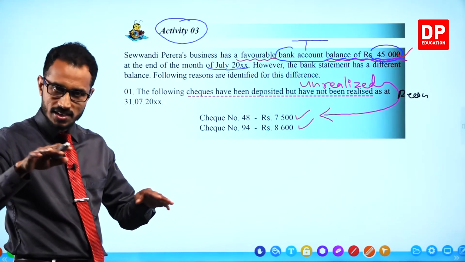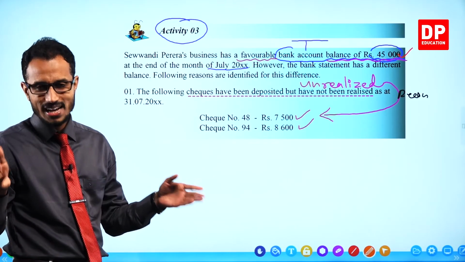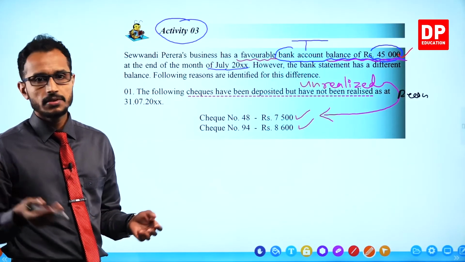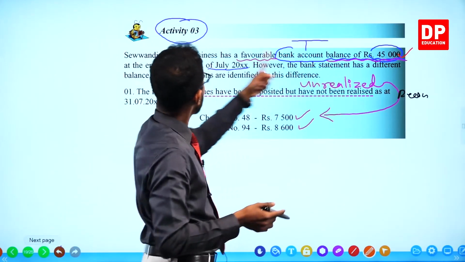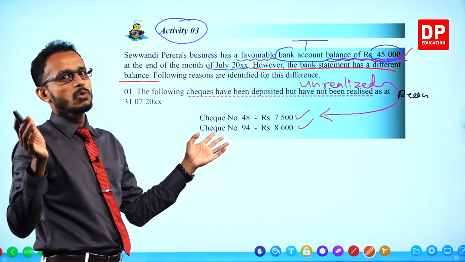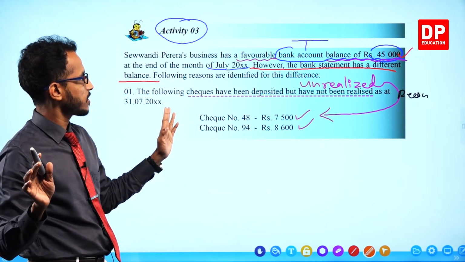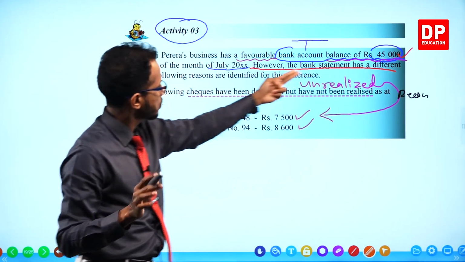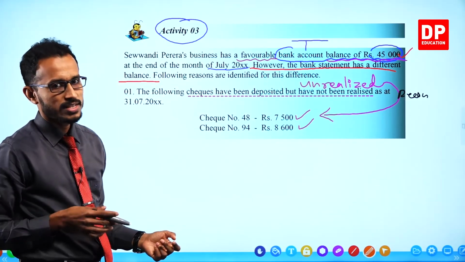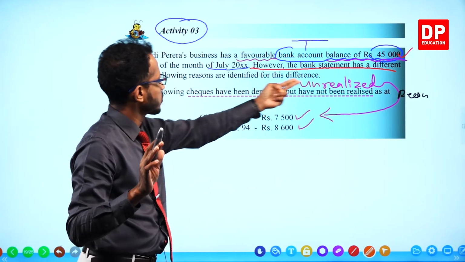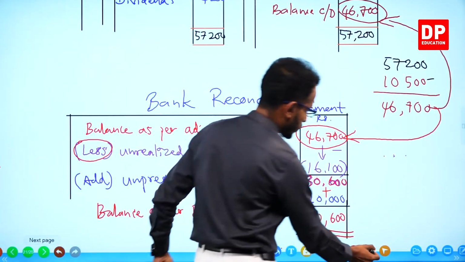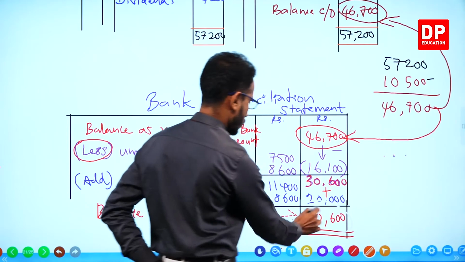We don't know whether it's the actual bank statement balance, because it is not given. If the bank statement balance is given, we can confirm it. But here they only say, however, the bank statement had a different balance. That's all they say. They don't give the bank statement balance. That is why when we took the final answer here, there is no way to confirm this.